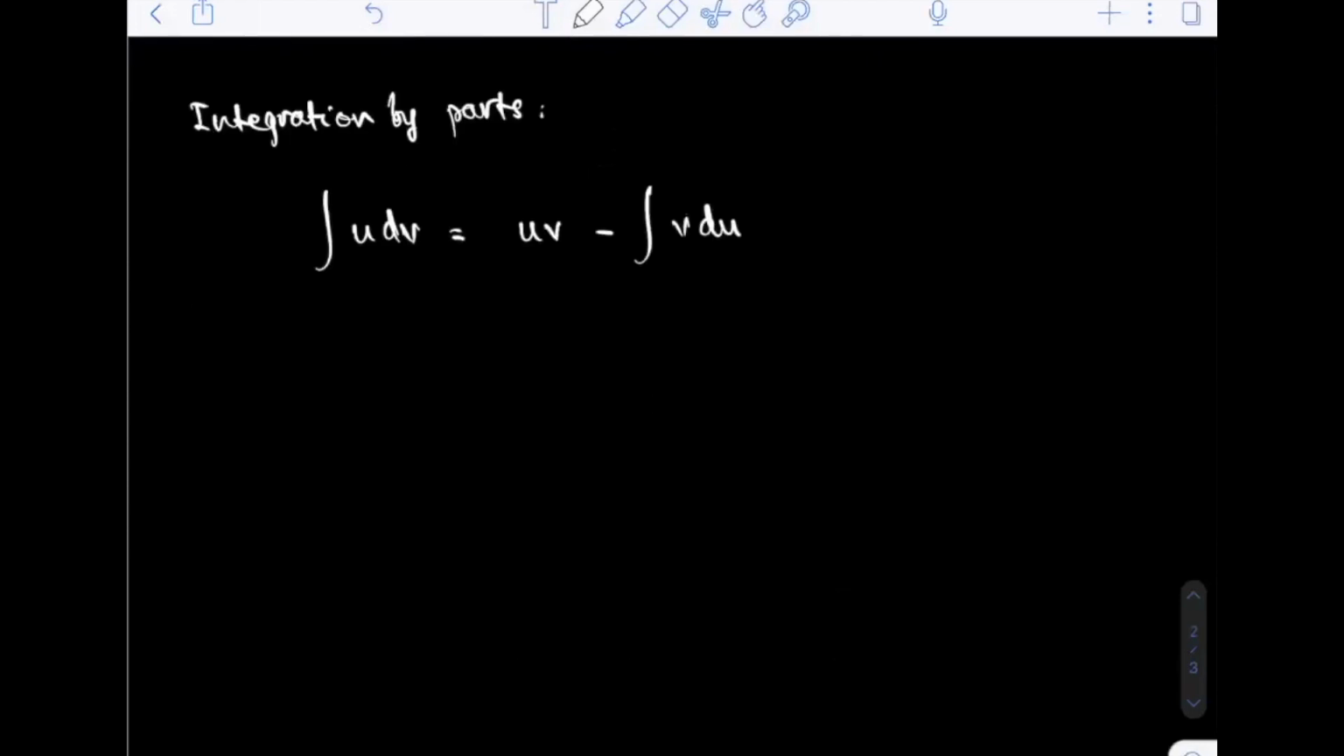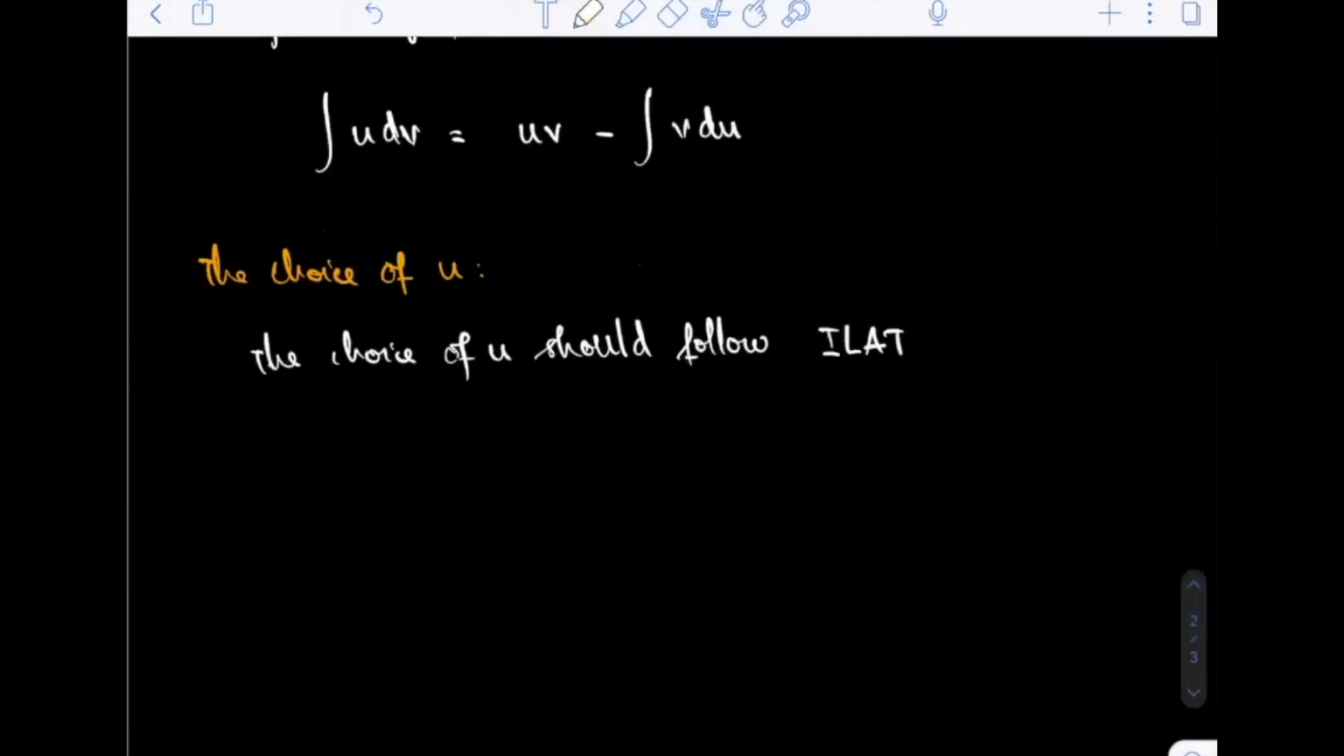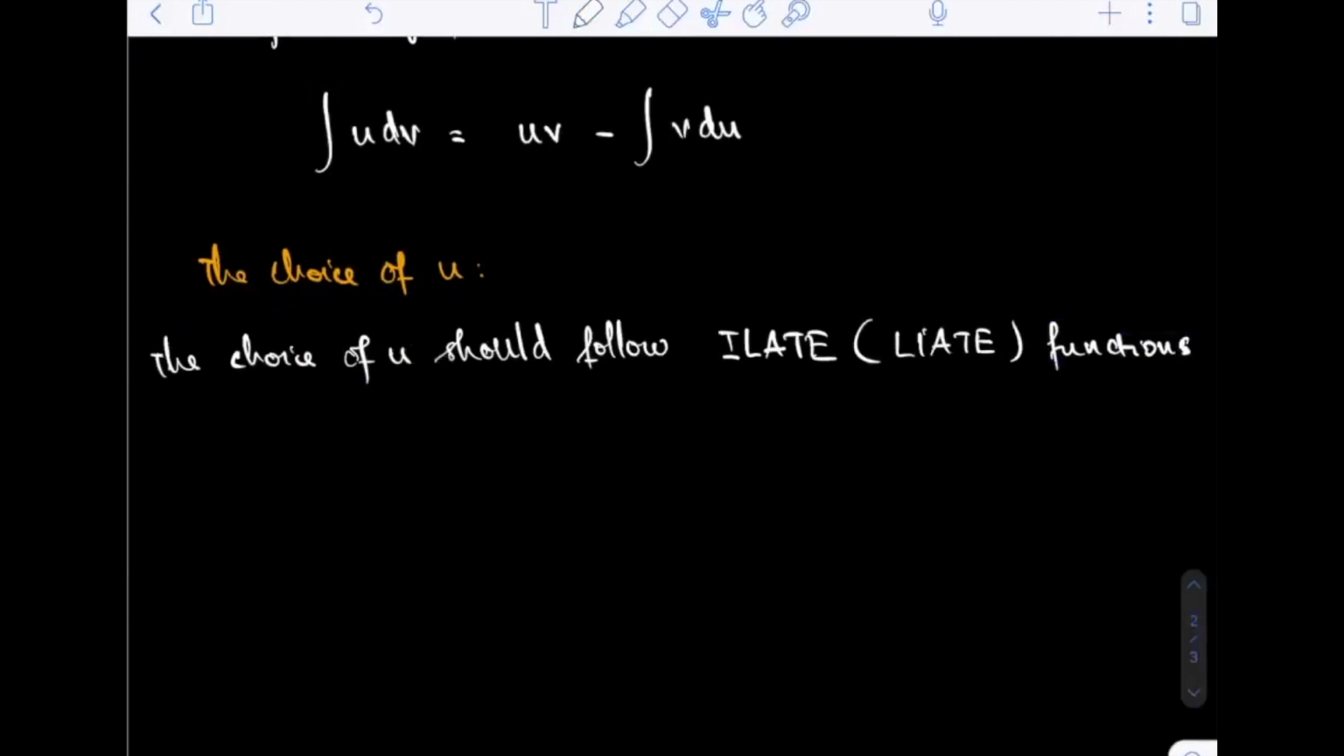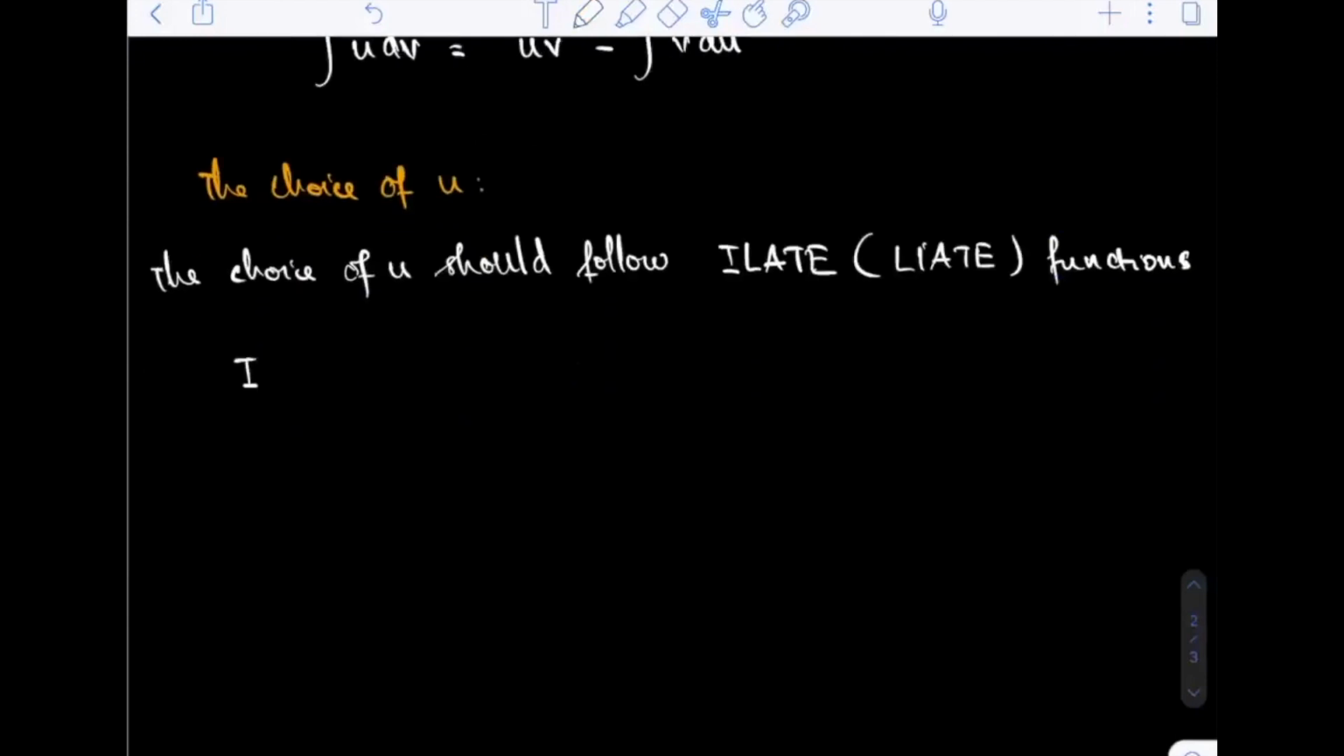Let's talk about the choice of u, because you cannot just randomly choose u, right? If you randomly choose u, then this might not work out the way you want. So the choice of u should follow ILATE or LIATE functions. All right, so I, L, A, T, E. All of these are abbreviations of some functions that you have seen before.